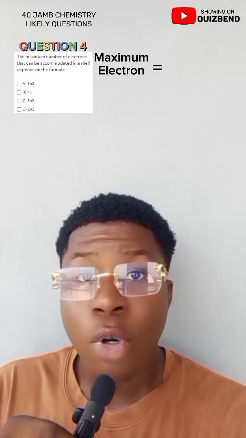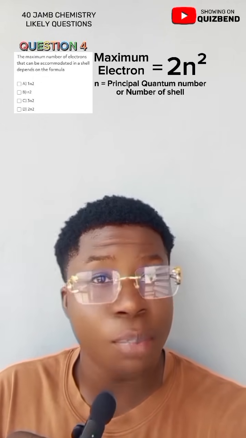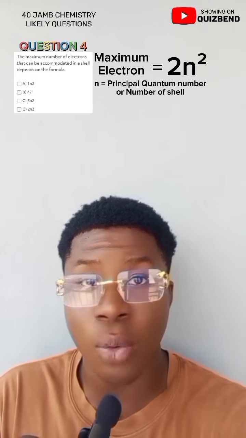Back to the question. Note that the maximum number of electrons that can be accommodated in a shell is given by the formula: maximum electrons is equal to 2n², where n is the principal quantum number, or the number of the shell we are to calculate.